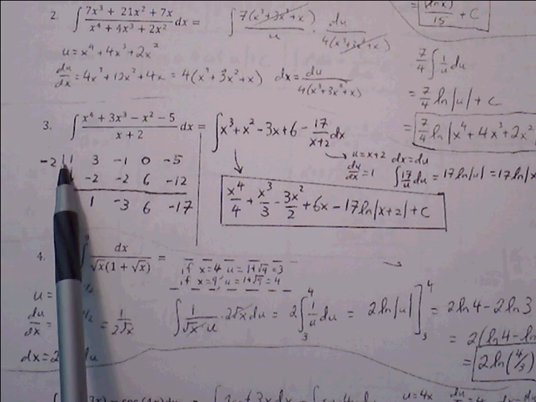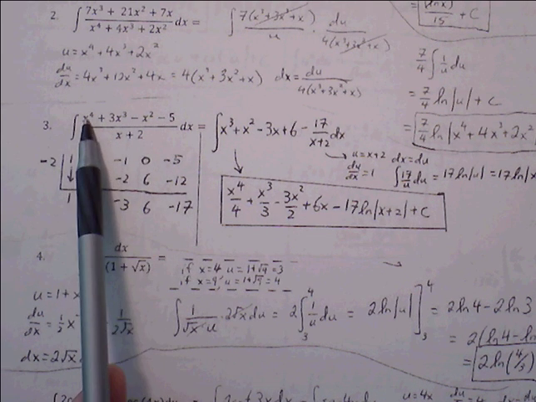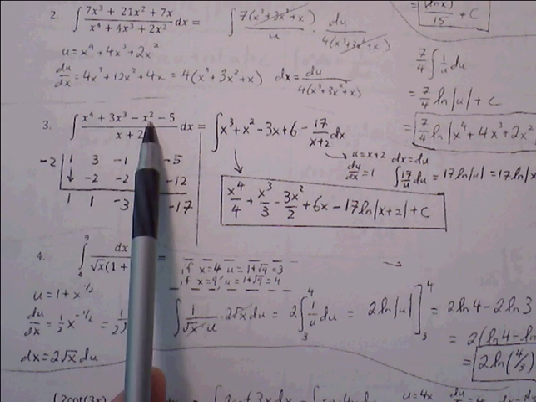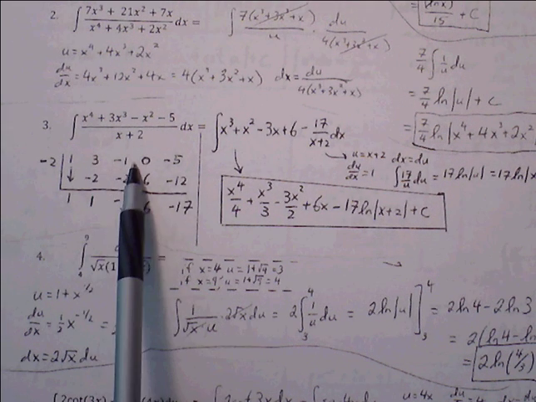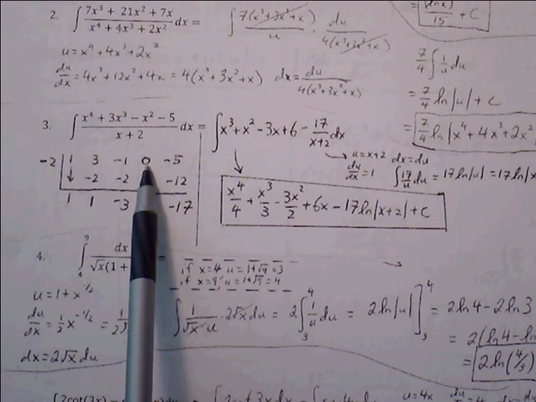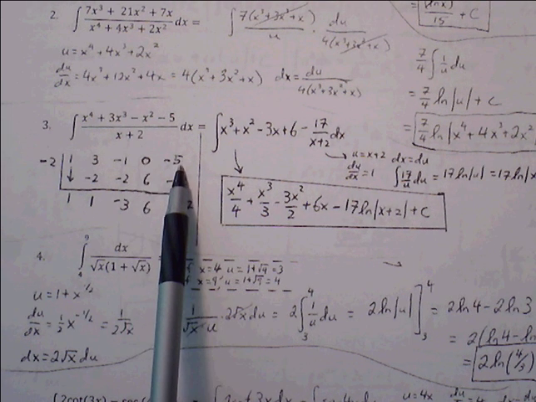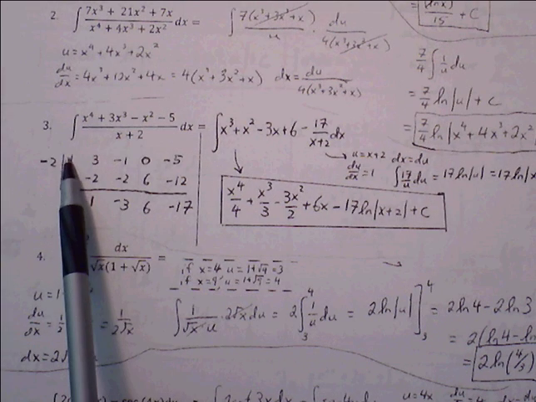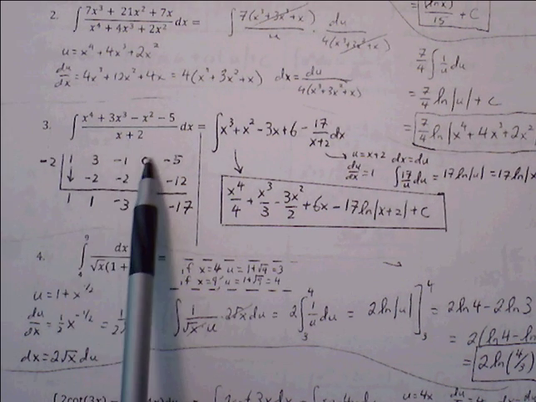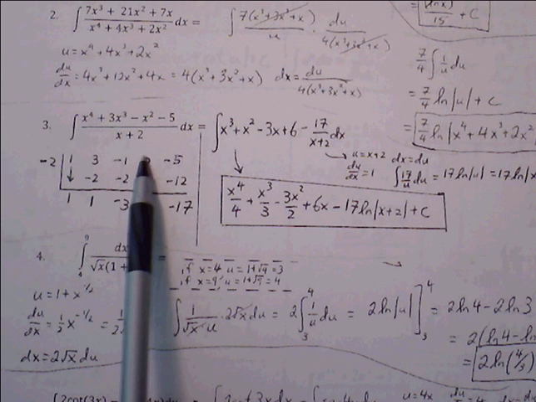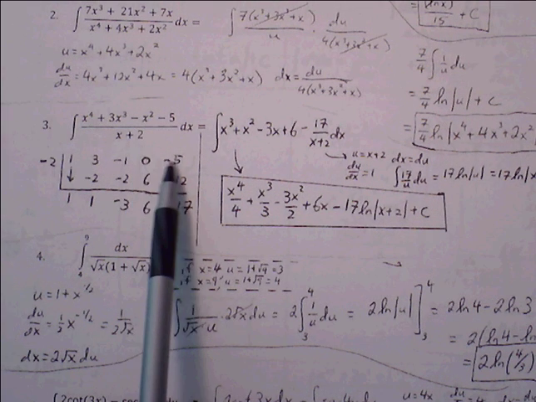And then we're going to bring down all the coefficients of all the terms. So this is 1, this is 3, -1, and then there's a missing term, so we have a placeholder for the x to the first power as 0, and -5. So this is a placeholder for the fourth power, third degree, second degree, first degree. There's no linear term, so we have a placeholder for that, and then finally the constant.